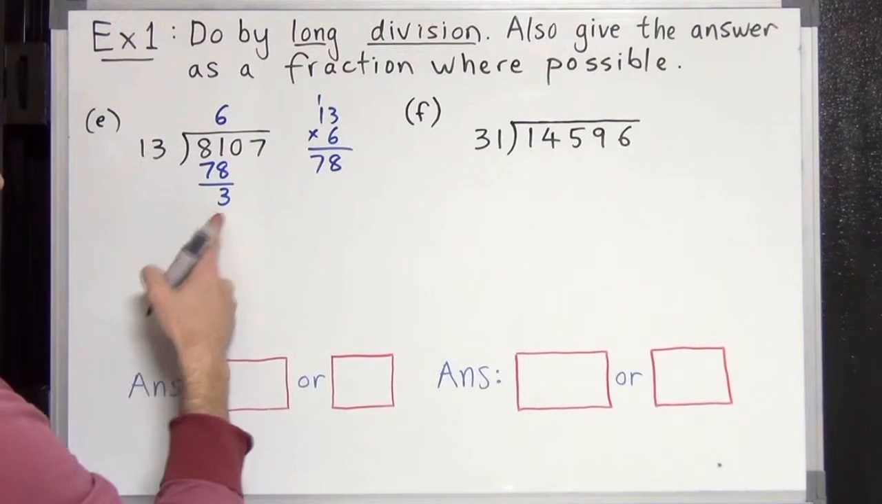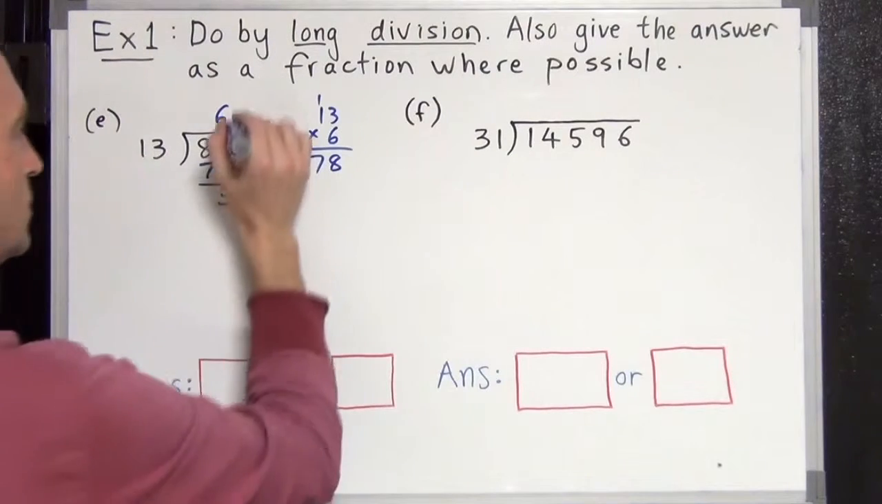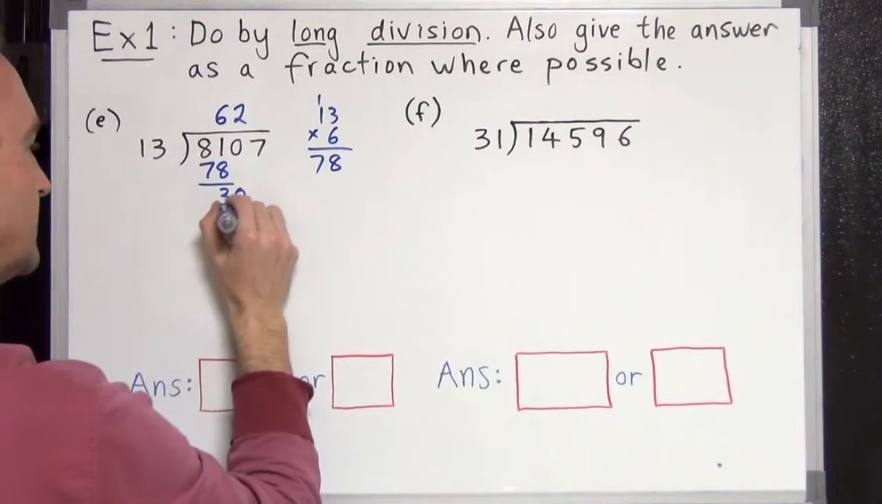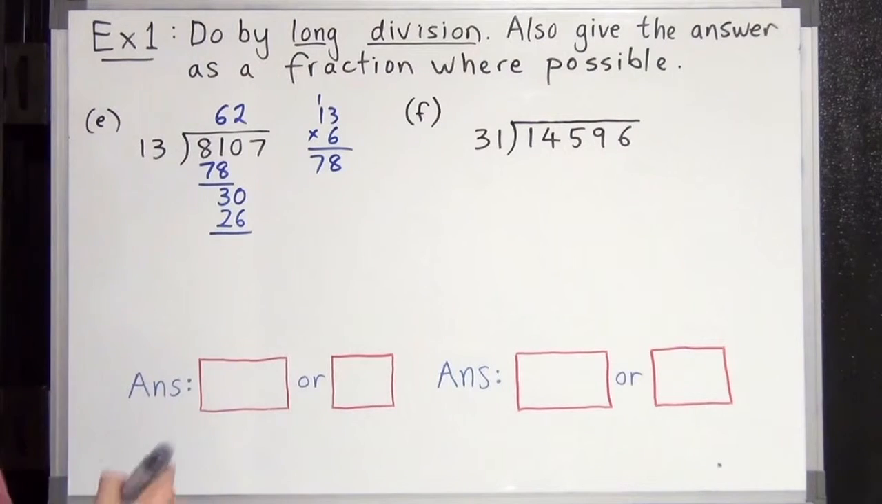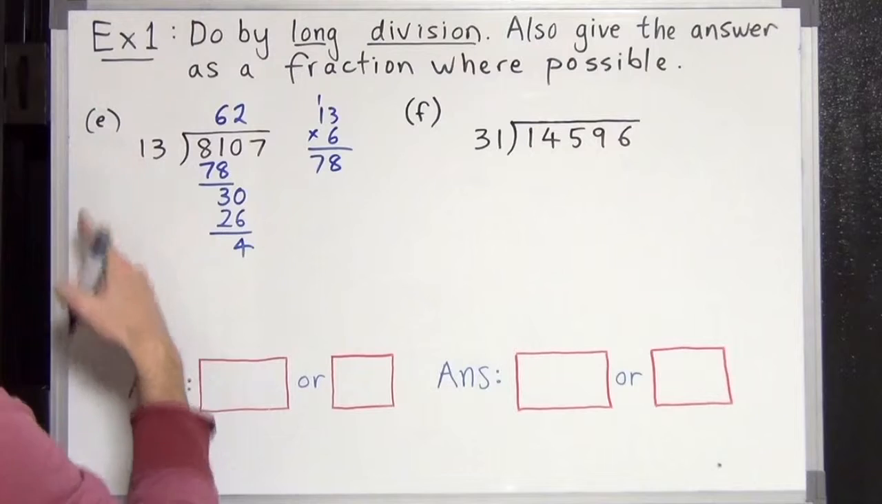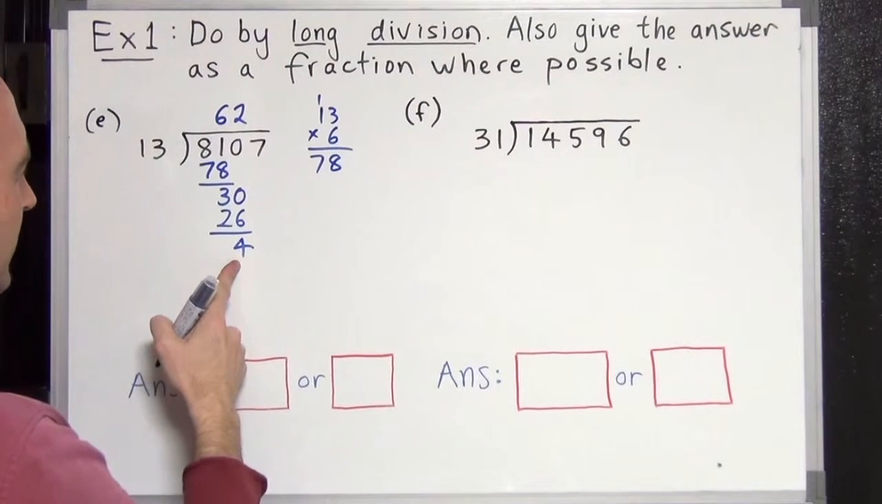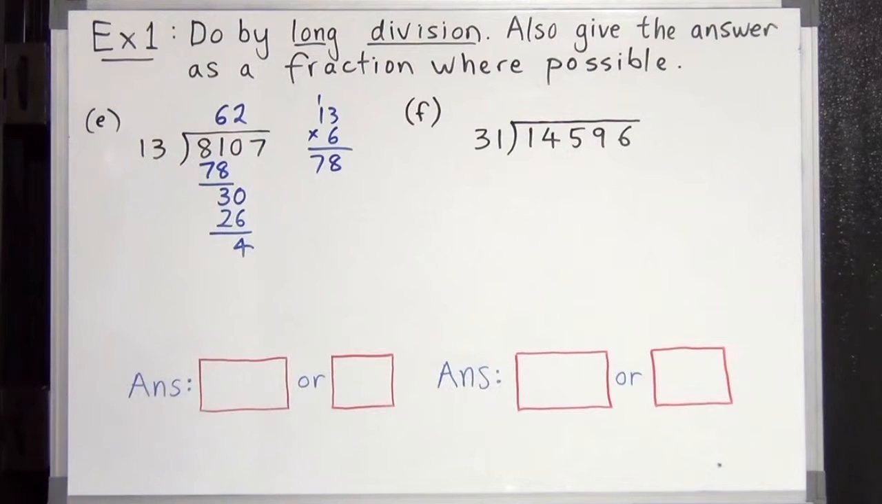13 into 3, can't go. Bring down the next number. 13 into 30, yes, goes twice. 2 times 13 is 26, that's not too bad. Subtracting, 30 minus 26 is 4. Does 13 go into 4? No, it does not, as it shouldn't. If it does, by the way, that means you've probably got that number wrong in the previous step.